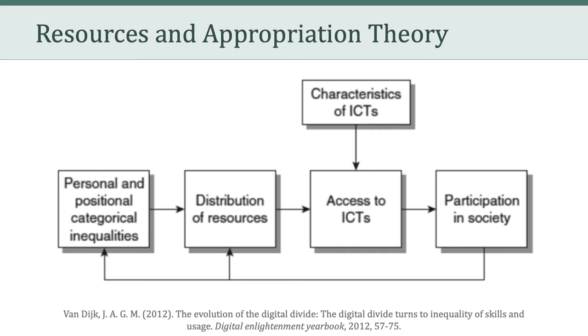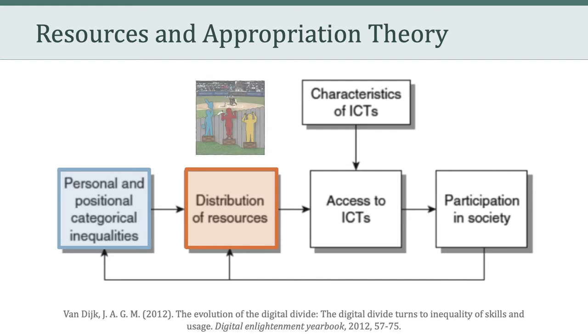Another important concept that van Dijk shares with us is his resources and appropriation theory, which he lays out with this five-part diagram. And the logic of the theory goes like this. First, there are categorical inequalities in a society, and those categorical inequalities produce an unequal distribution of resources. Of course, we should be thinking about our graphical metaphor and the distribution of resources.